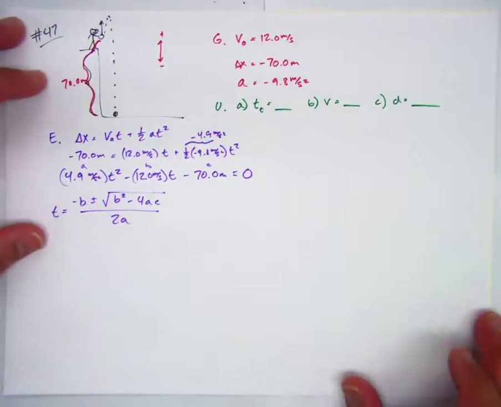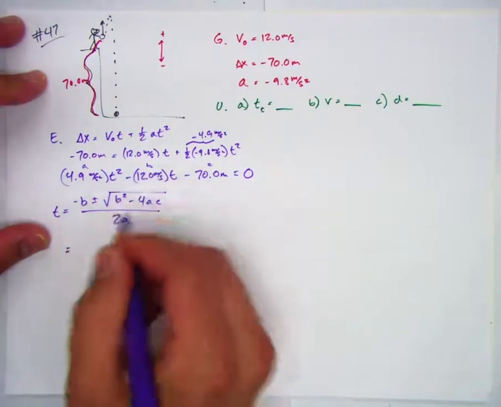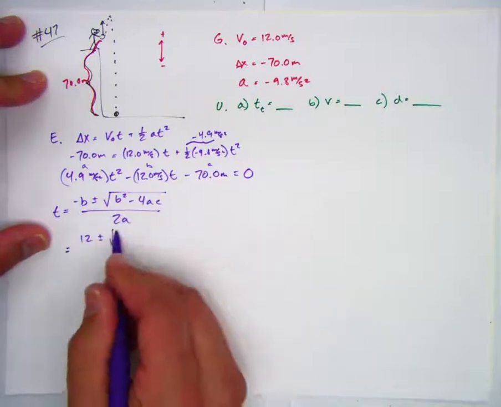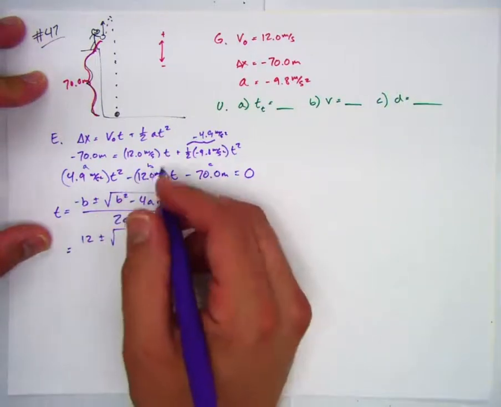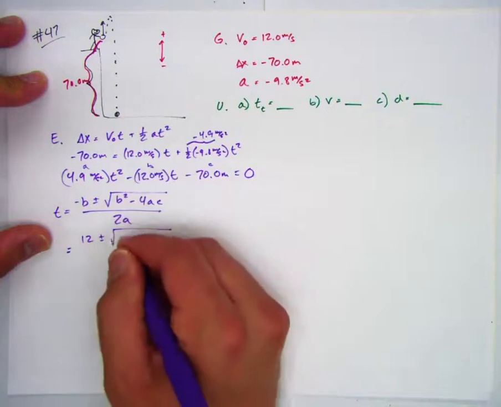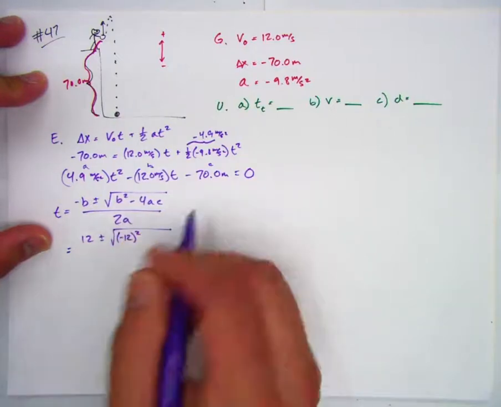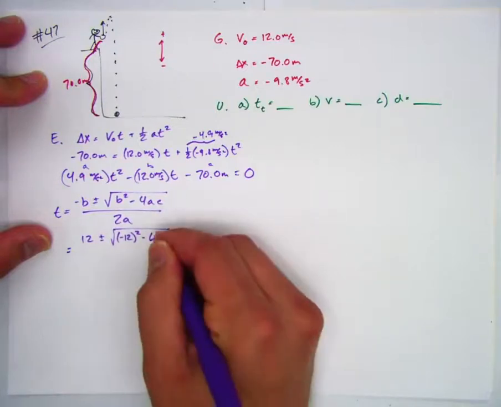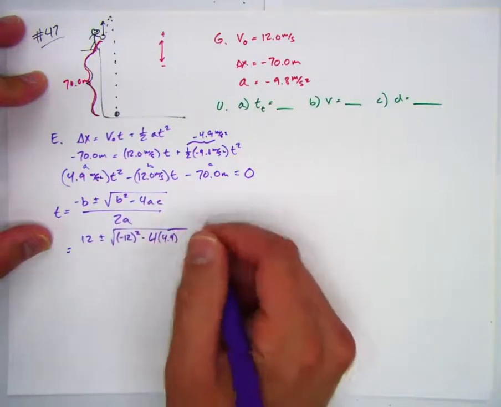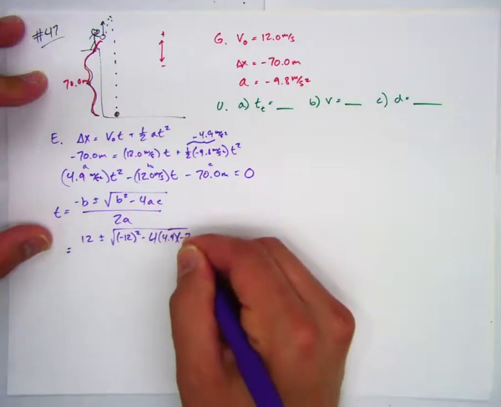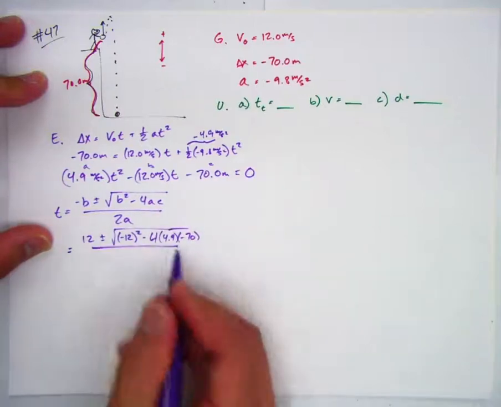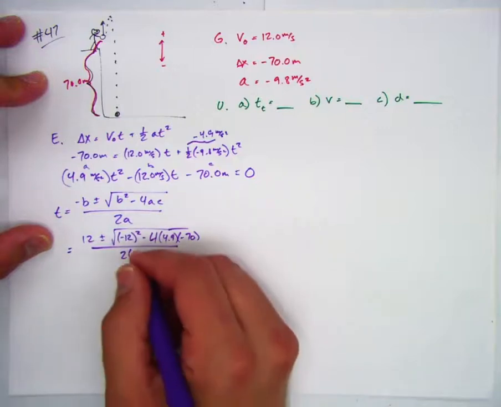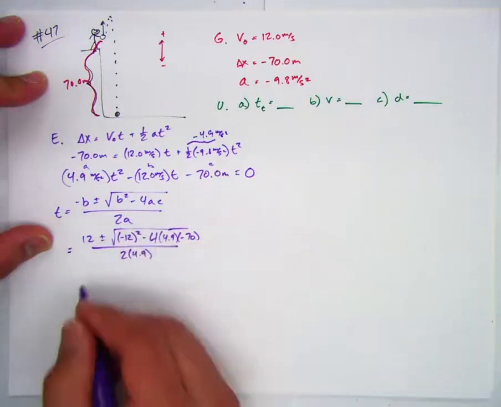So let's do it. Negative b is negative negative 12, which is 12, plus or minus. I'm going to leave the units out so it doesn't get too crazy here. Negative 12 squared, and then minus 4 times 4.9 times negative 70, over 2 times 4.9. Okay?